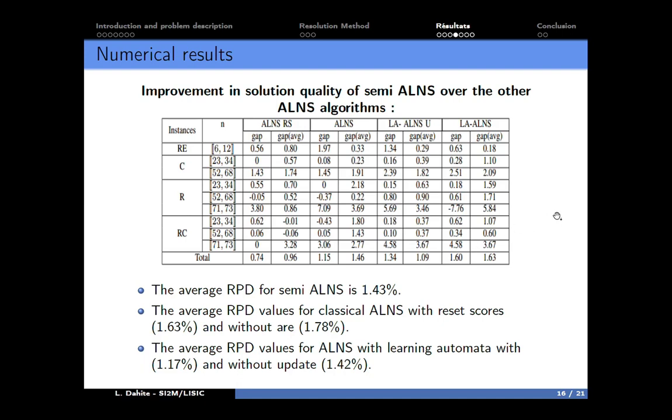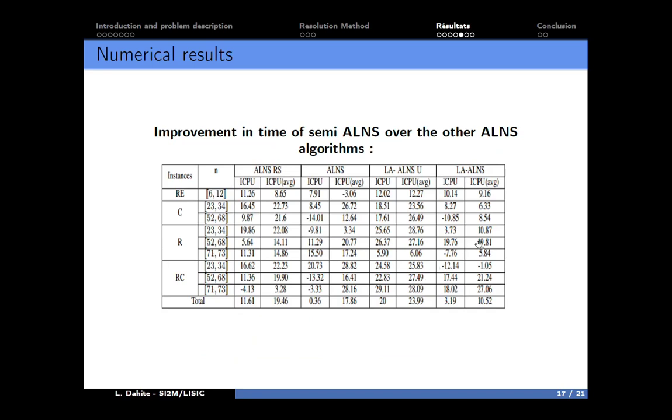Another comparative study has been realized to compare SALNS with classical ALNS, with and without rigid score, and learning automata ALNS with and without updating the choice of operator every period. The objective value improved slightly, by 1%, and we notice that SALNS is more robust than the classical ALNS algorithm and the learning automata ALNS algorithm. The average time is improved by almost 20% when compared to other algorithms.